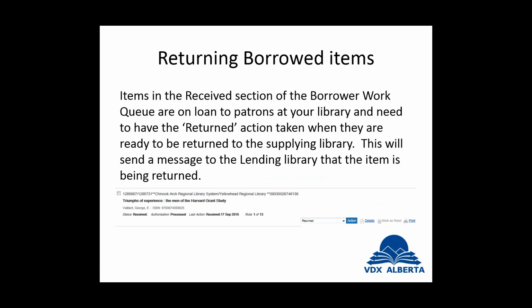Okay, so the patron brought it back. It's time to return the item. To find these items, again, you could search for it in the request page, by title or by request number, or you could go into your received queue and find it there. In this case, that's probably where I found it, in the received queue, and we're just going to mark it returned by again finding it in the drop-down menu if it's not number 1.